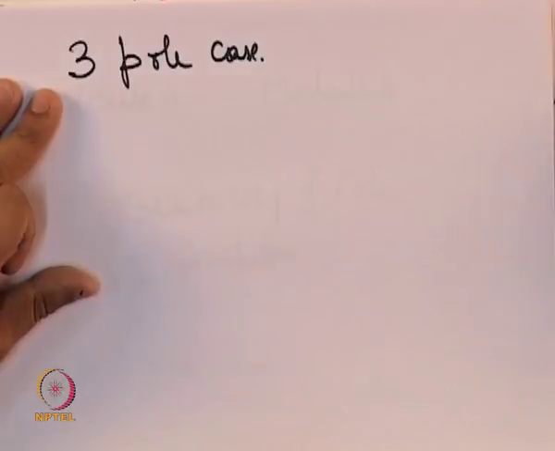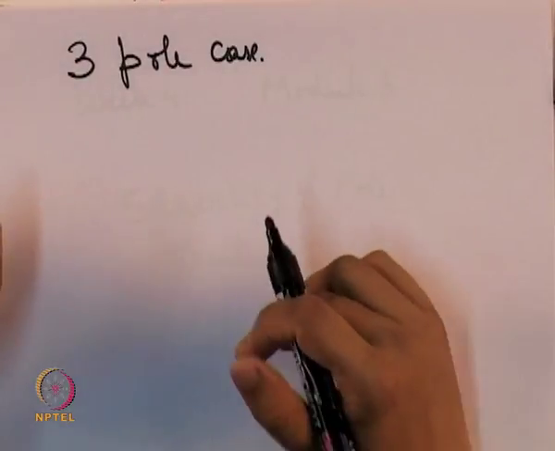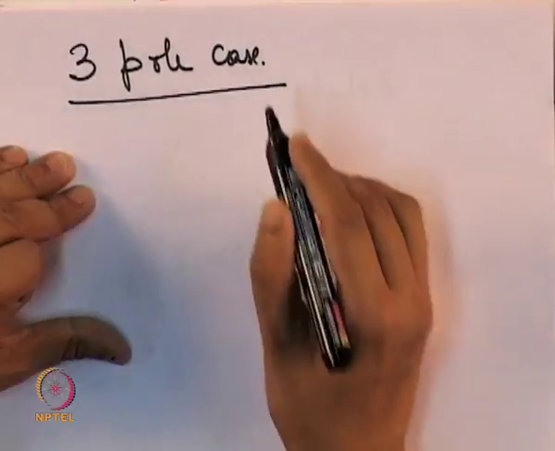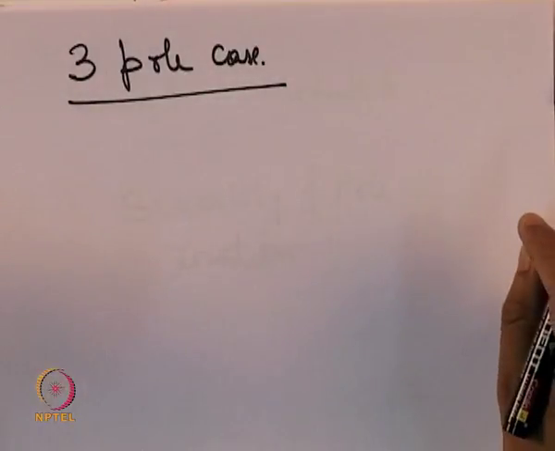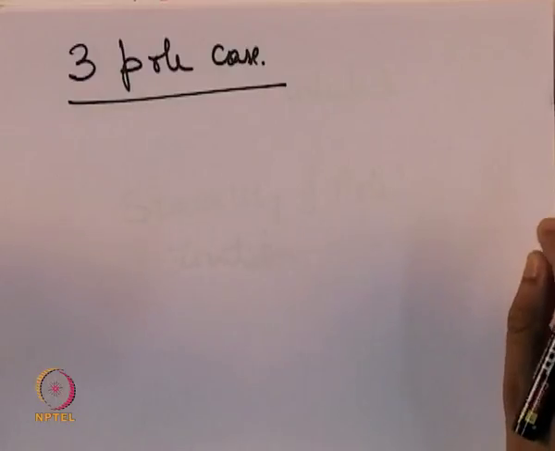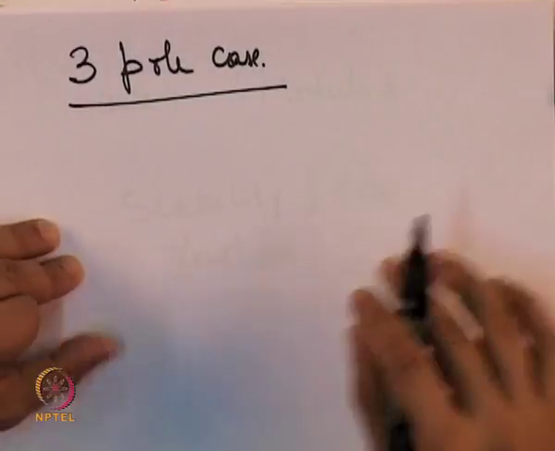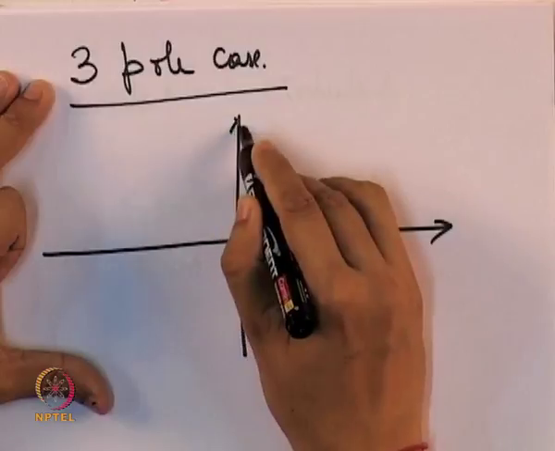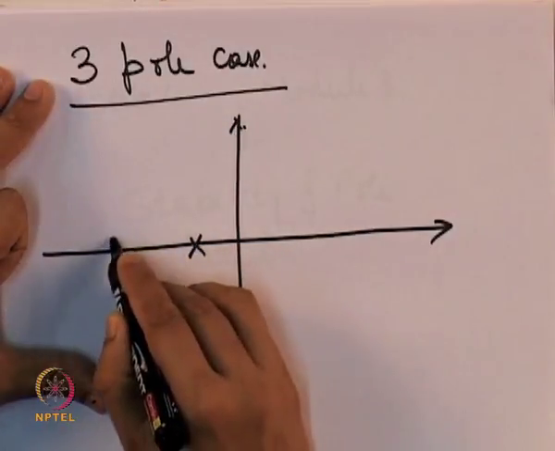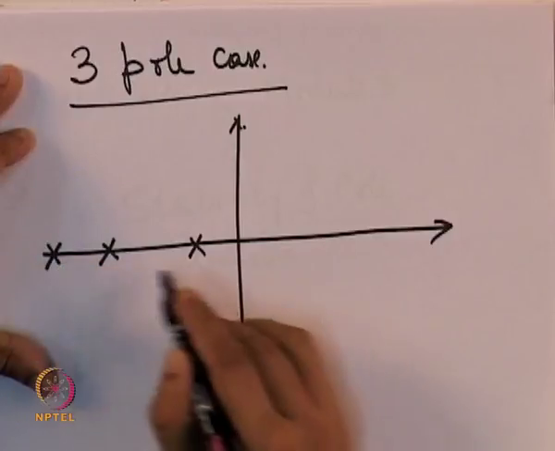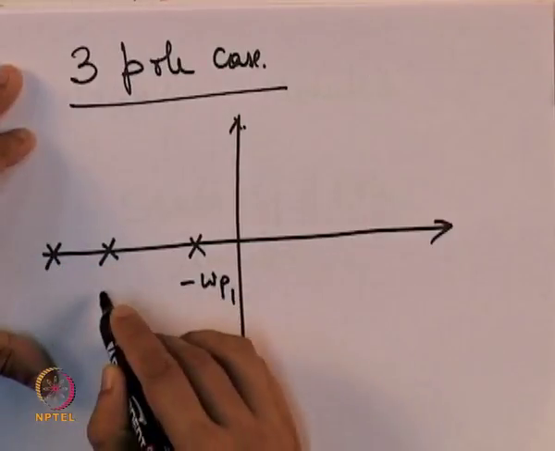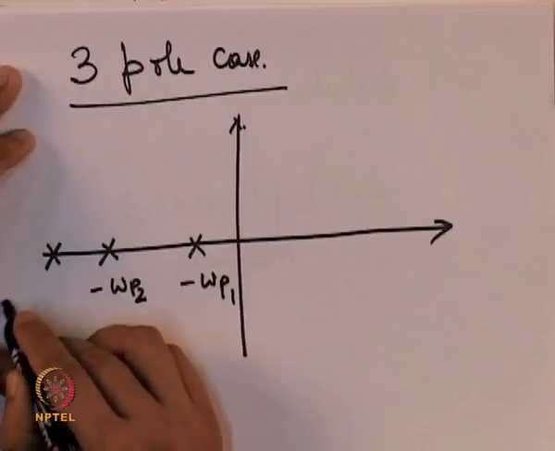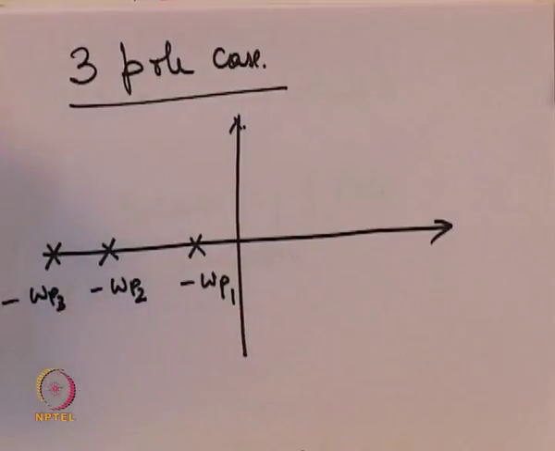So, for the 3 pole case also, we can make a similar analysis of the root locus by first writing down the characteristic equation and then solving for the poles, and then seeing how the position of the poles depends on the feedback factor beta. So, for that, a typical case is like this. Suppose initially your poles are like this, I call this minus omega p1, minus omega p2 and minus omega p3. Okay.